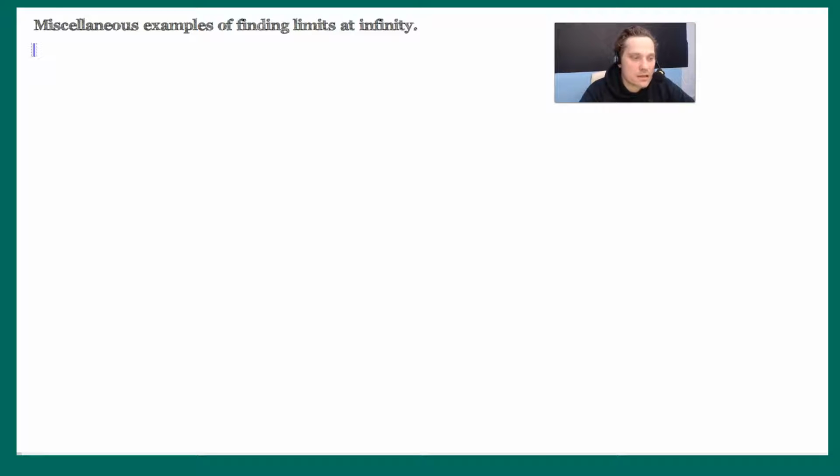In this one, miscellaneous examples of finding limits at infinity. So here's our question. f(x), say, is defined as cosine of x this time, over 1 plus x. What we want to know is the limit as x approaches positive infinity of this expression right here, cosine x over 1 plus x. How can we do this?